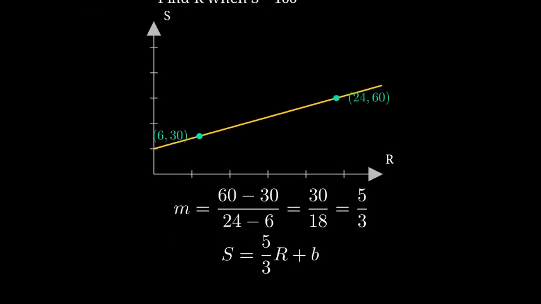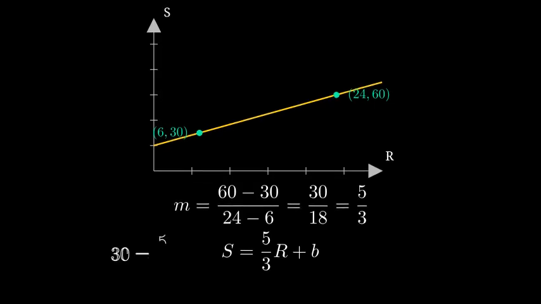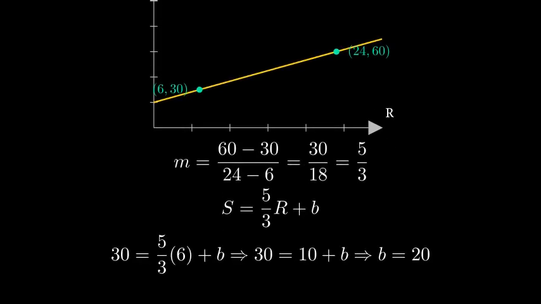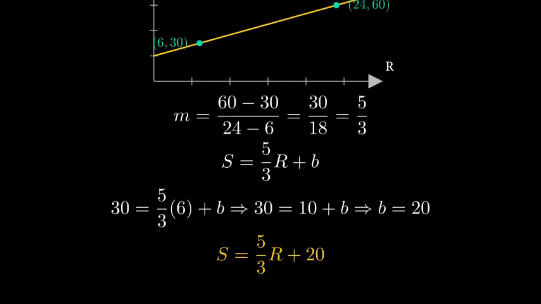Step 2. Build the linear equation. We use S = M R + B. Plug in the point (6, 30) to solve for B. So the full formula is S = 5/3 R + 20.